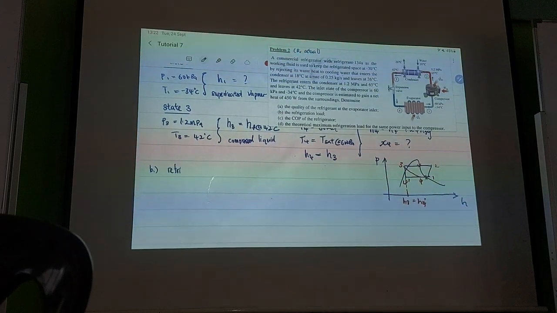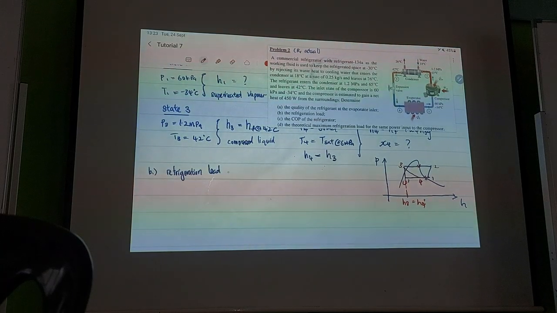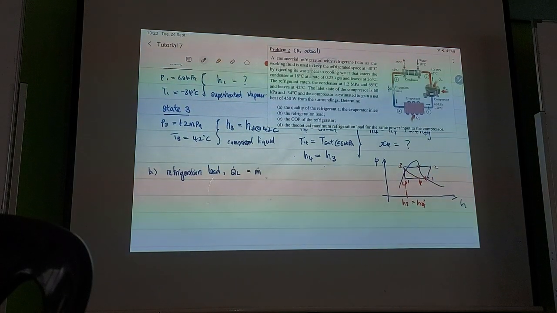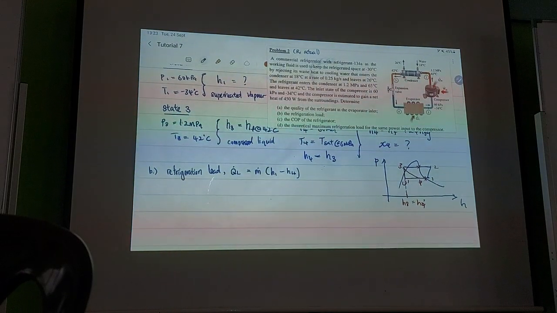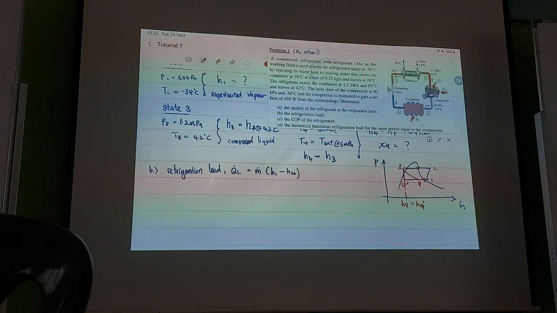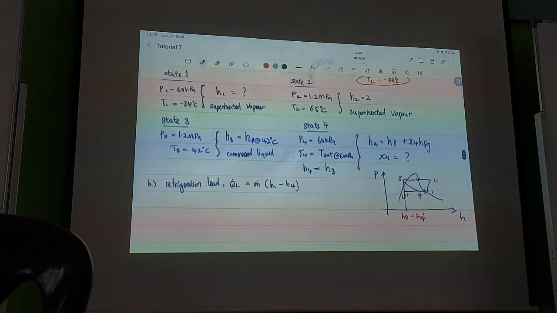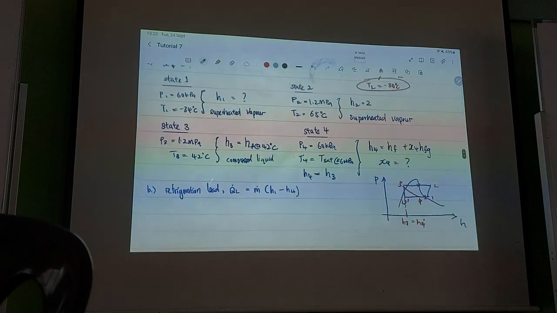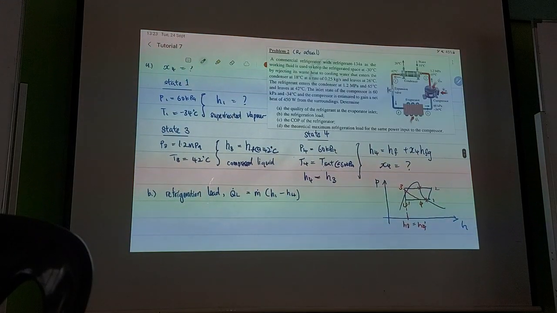Refrigeration load is basically how much heat you are taking, or how much you are cooling down, which means you are looking for QL. So QL is just m dot times H1 minus H4. Even though I say it is just m dot times H1 minus H4, we look at the question again. I didn't write it down, but we look back at the question again.